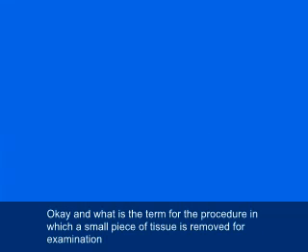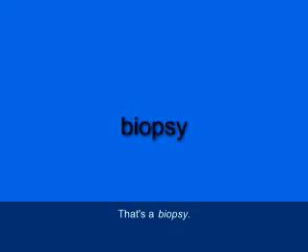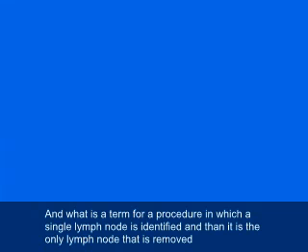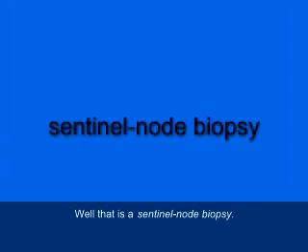Okay, and what is the term for a procedure in which a small piece of tissue is removed for examination to determine whether or not it's cancerous? Well, that's a biopsy. BIOPSY. And what is the term for the procedure in which a single lymph node is identified and then it is the only lymph node that is removed in order to determine whether or not cancer is spread? Well, that's a sentinel node biopsy. SENTINEL-NODE biopsy.